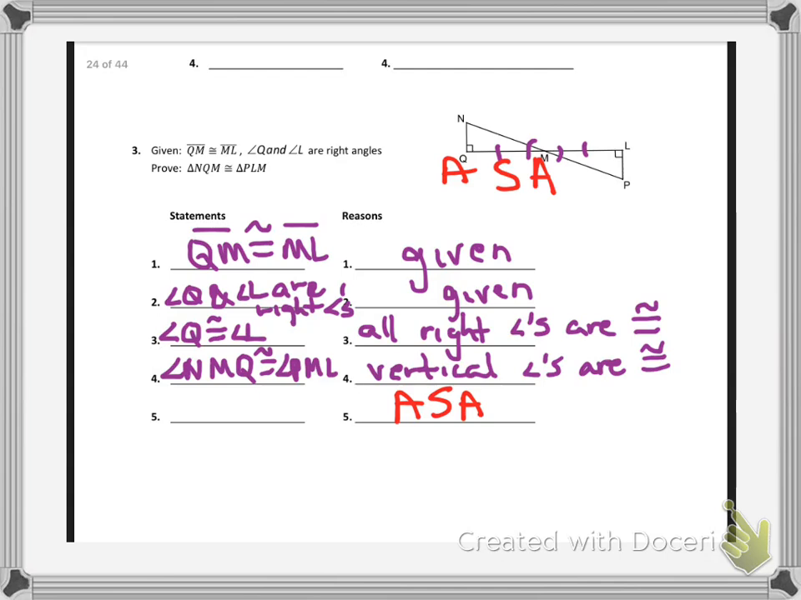So I'm going to put my proof statement down, and then I'm going to check to make sure that everything matches up properly. Triangle NQM is congruent to triangle PLM. So M matches up with M. That's as it should be. The right angle is Q. That matches up with L. Okay, so everything is in the right order, and we're good.